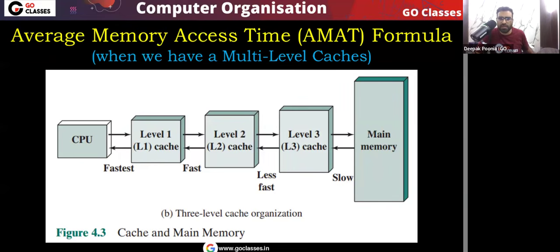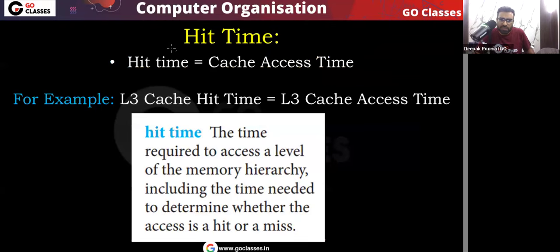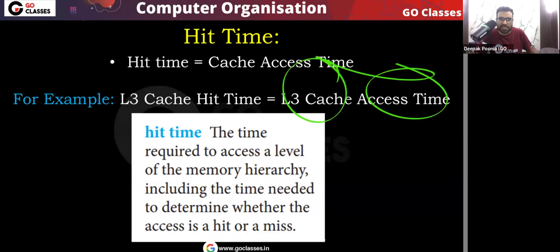But before that, let's do the revision of hit time, miss penalty, all these concepts that we have already seen in the previous lecture. This hit time concept we have already seen. I told you that cache memory hit time is basically the same as cache memory access time. These two terminologies we use interchangeably. For example, L3 cache memory hit time will be equal to L3 cache memory access time.